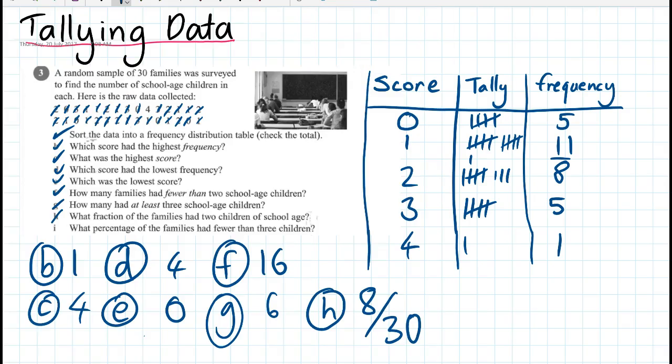And then finally, the percentage one. What percentage of families had fewer than 3 children? So let's just go at the ones. Fewer than 3 is like 2, 1, and 0. So that's 16 plus 8, 24, out of a total of 30 again. But it doesn't want that number as a fraction. Sorry, it's wanted as a percentage. So I just go 24 divided by 30, top divided by bottom, times 100, because there's 100% in percentage.